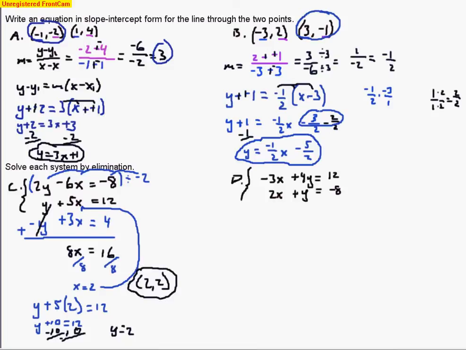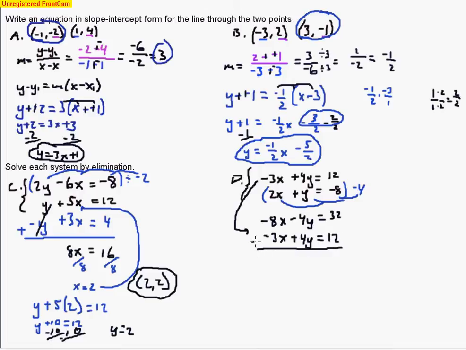One more example. This one is one in which I'll go ahead and multiply that bottom equation this time by -4, and I can get those y's to cancel. So I'll go ahead and rewrite what I've got. So this becomes a -8x, a -4y, and a positive 32. Let's take this equation, just rewrite it down below. -3x plus 4y equals 12. And from there you can just add that together.